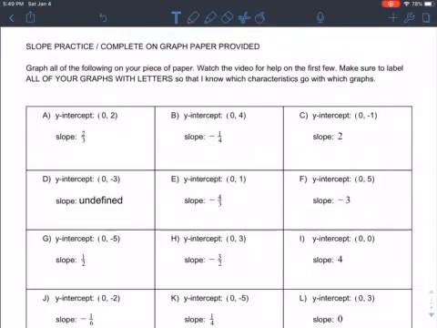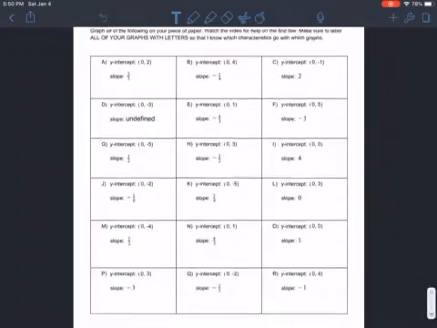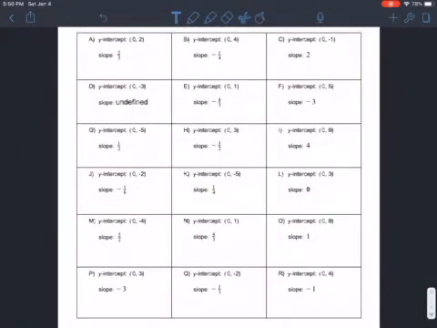So I think I'm going to do like 4. Make sure to label all of your graphs with letters so that I know which characteristics go with which graphs. So you're making just a simple line graph of all of these examples. I know it seems kind of like a daunting amount, A through R, but once you get this down, the process is actually really fast, and I'm doing the first 4 with you.